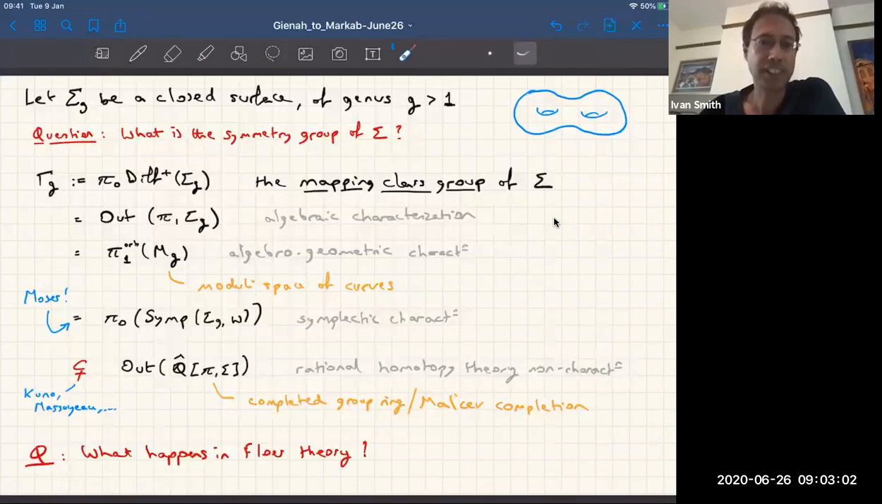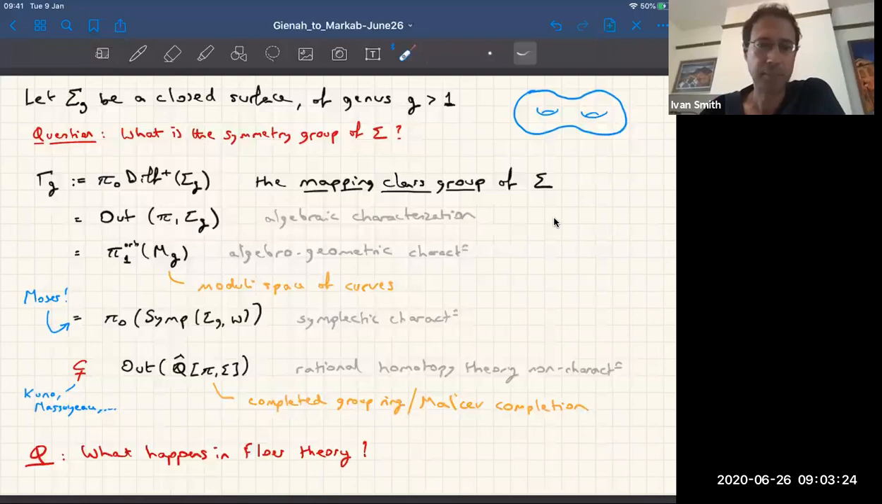And Moser's theorem tells us that the inclusion of symplectomorphisms into orientation preserving diffeomorphisms on a surface is a homotopy equivalence. So it also has a sort of symplectic characterization. But this is not the only answer you could reasonably get for the sort of natural symmetry group of a surface.